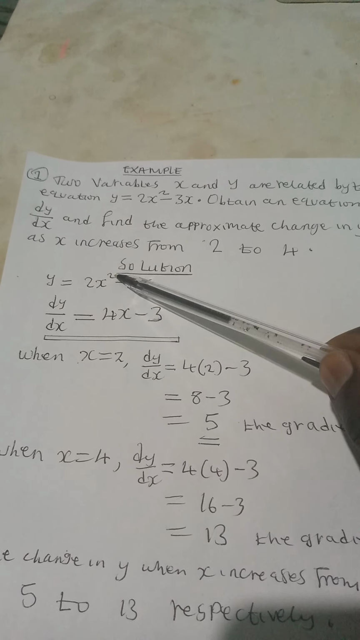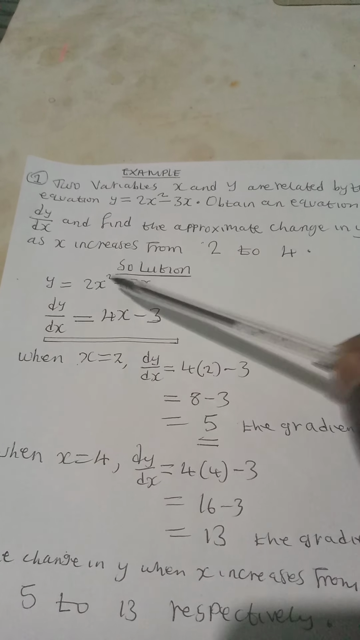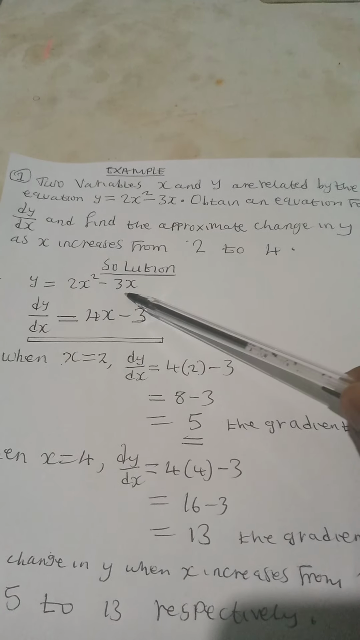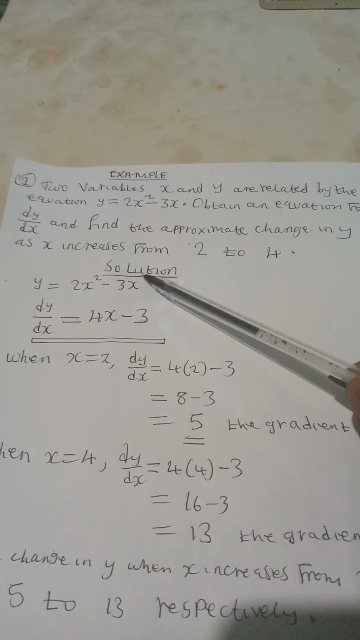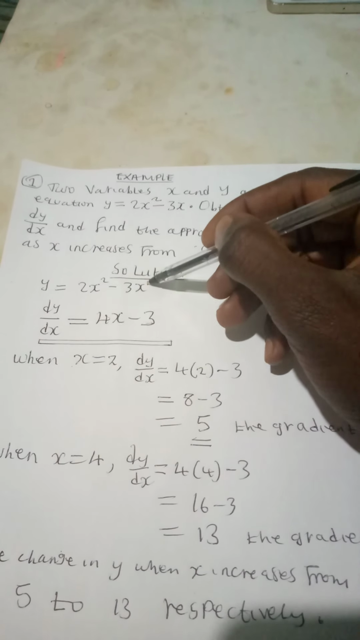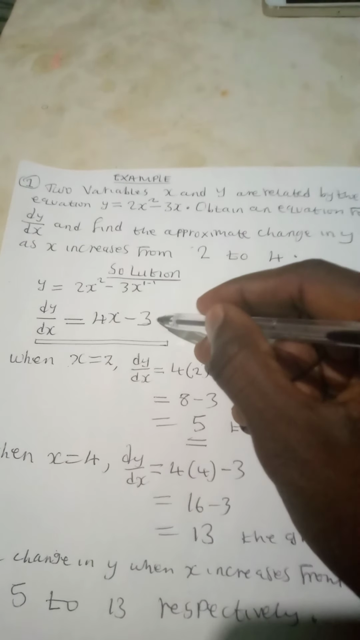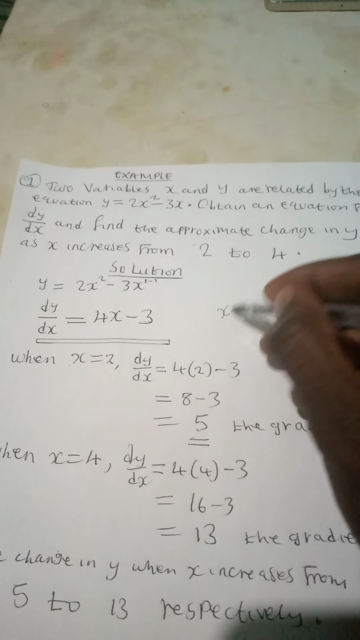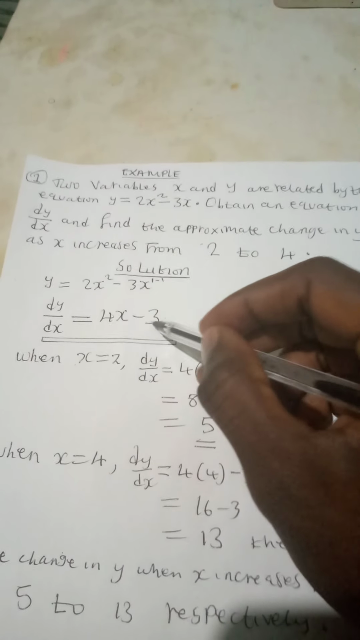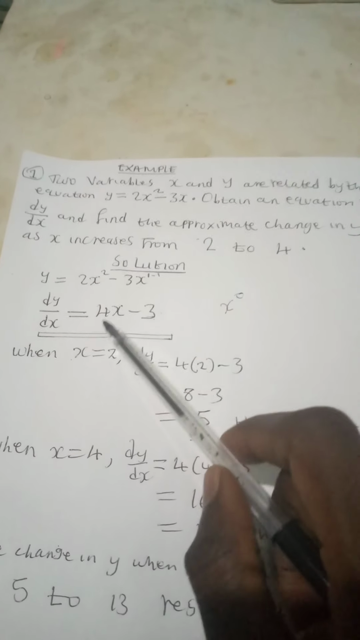Remember, differentiation is just times and take 1 away. Times, take 1 away. So 2 times 2 is a 4. Then this 2 minus 1, you have a new power of 1 here. And then the minus 3x: the power of x here is a 1. So this 1 times the 3 is a 3. This 1 minus 1, you're going to have a 0, so x will have a power of 0 here. And x to the power 0 is 1. So this 3 times 1 will remain 3. So the dy/dx of this equation is 4x minus 3.